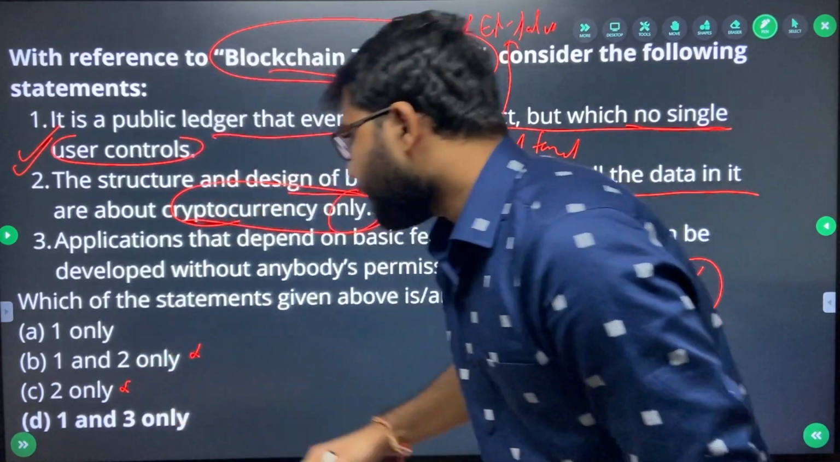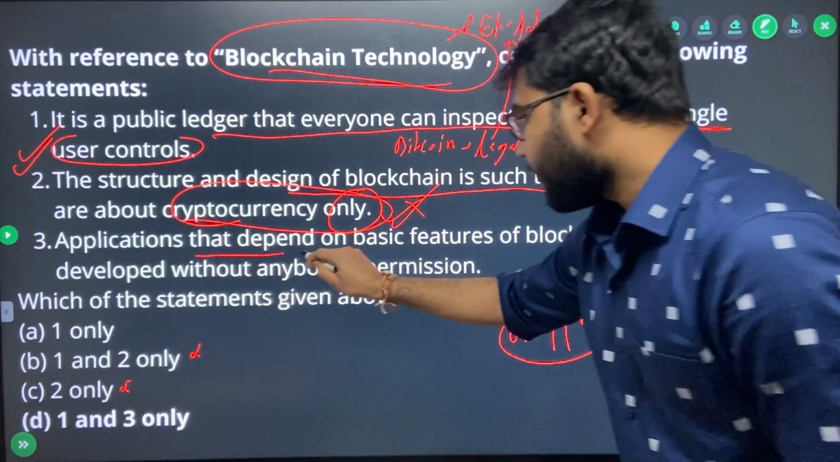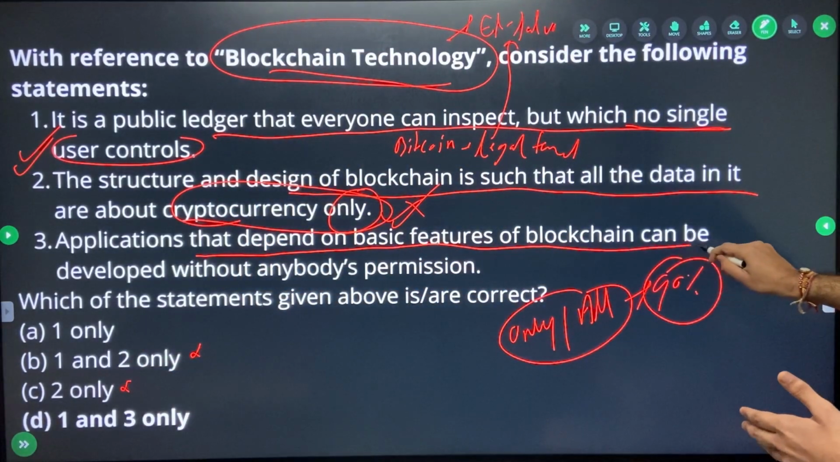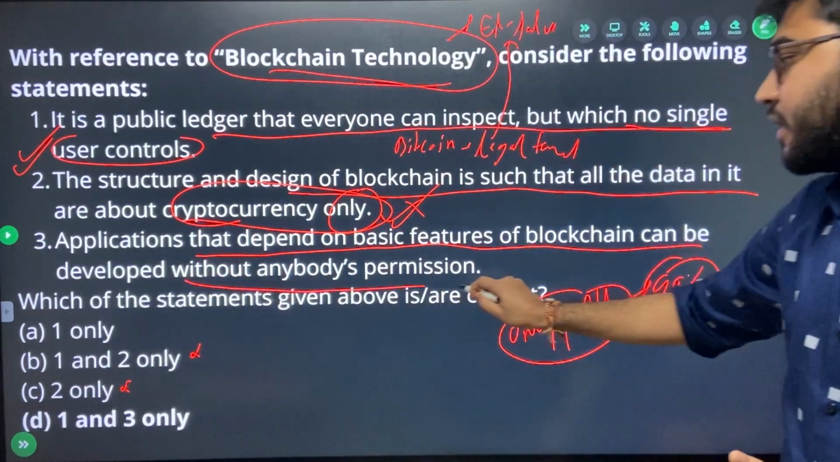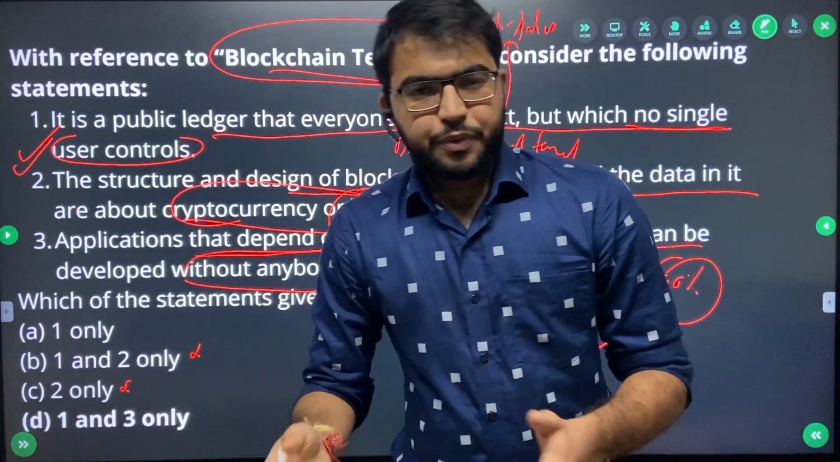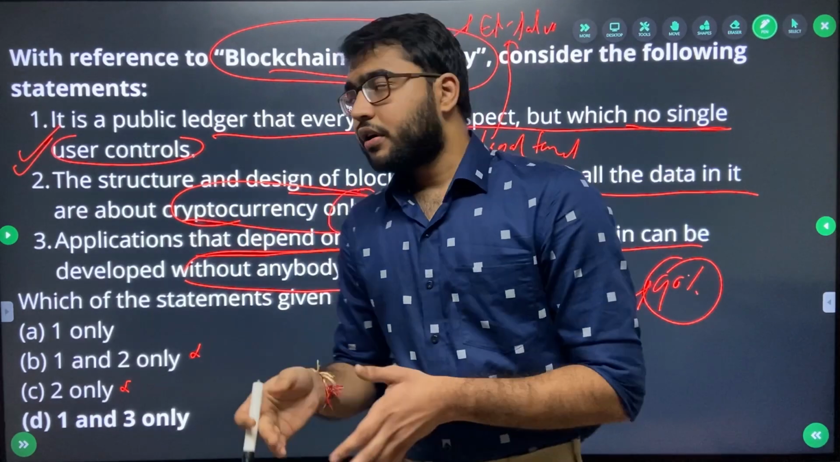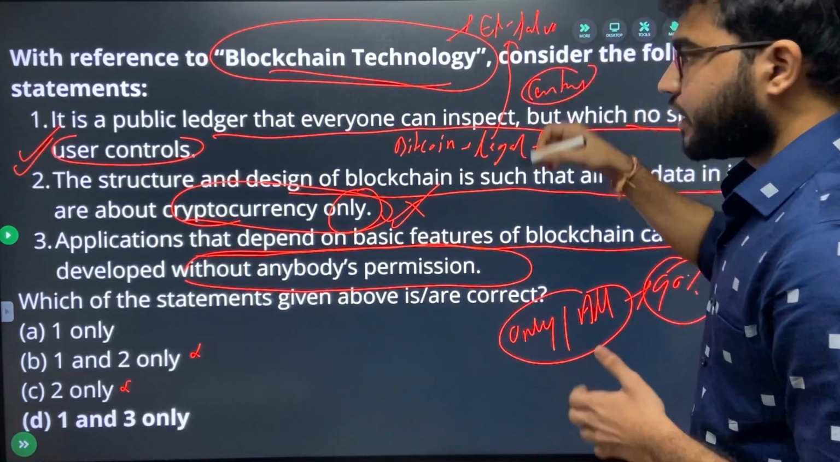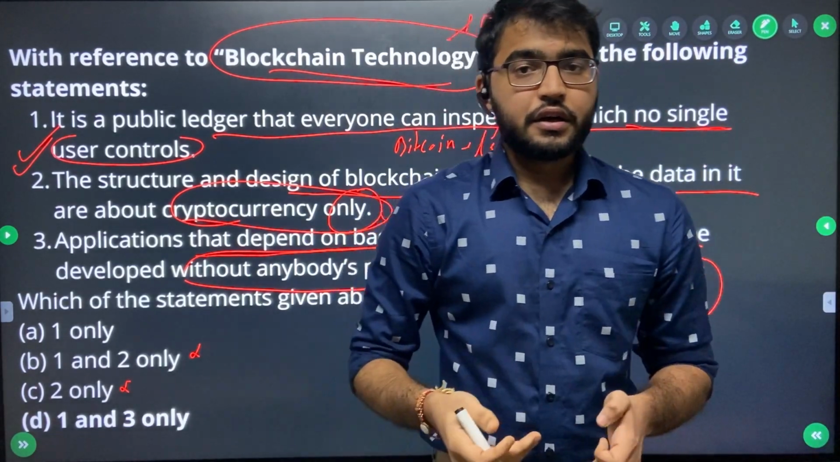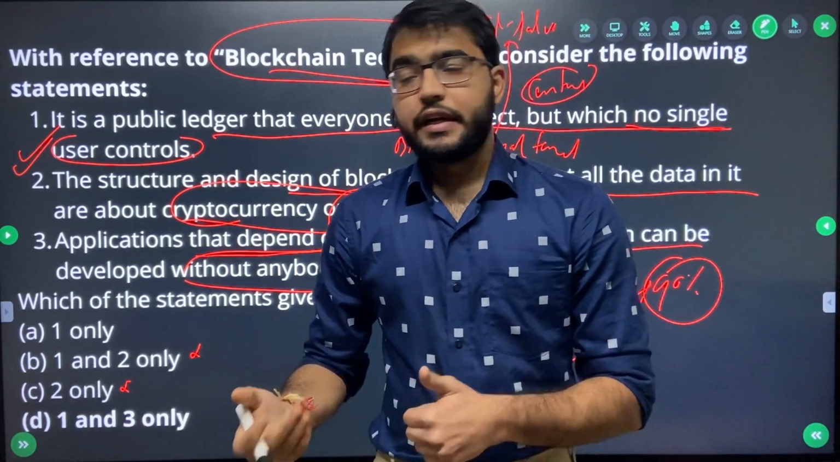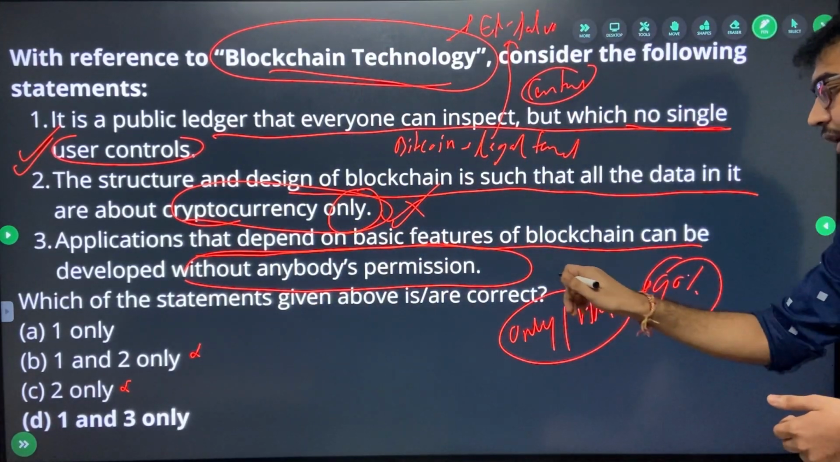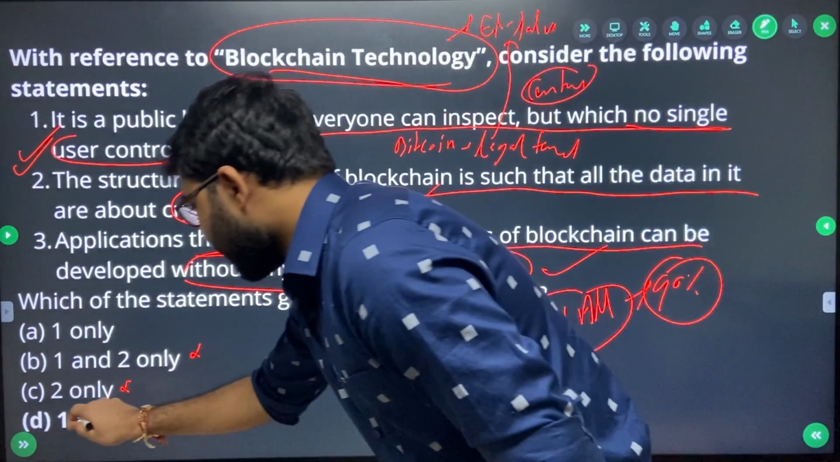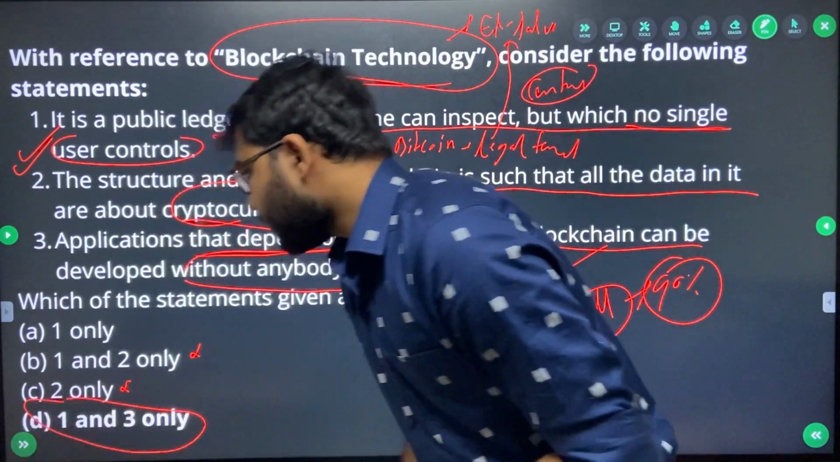So A and D. D: applications that depend on the basic feature of blockchain can be developed without anybody's permission. So it's peer-to-peer, you all know peer-to-peer. You do not need any central agency to monitor this. That's why RBI is very reluctant to adopt blockchain as legal tender in India. So again, a very true statement. So 1 and 3 is the answer.